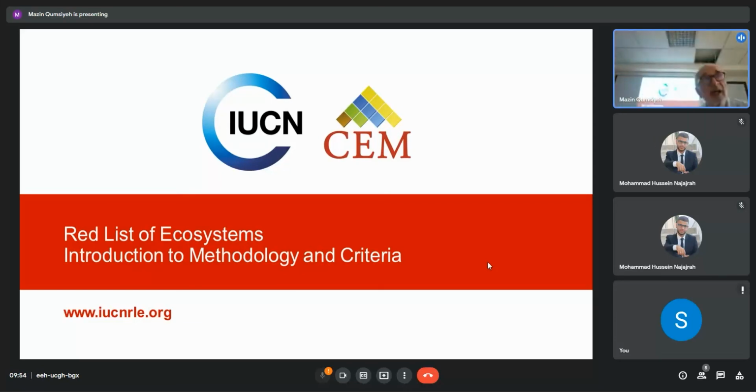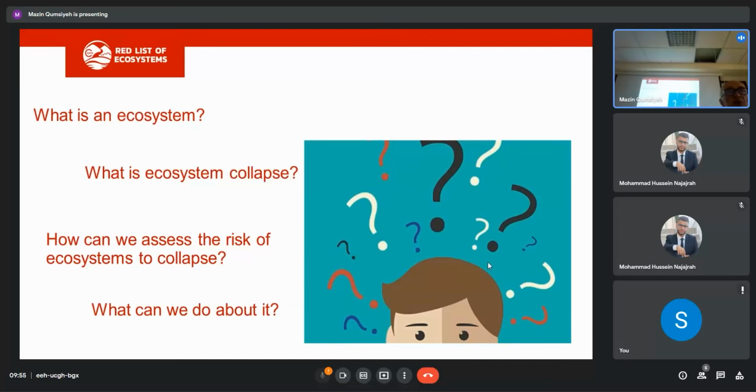So yesterday we addressed the red list of species, which is a very traditional assessment type within IUCN. And now they are building, or they built five years ago, a new standard. It's the red list of ecosystems. So it's a way to try to assess the risk of collapse of ecosystems.